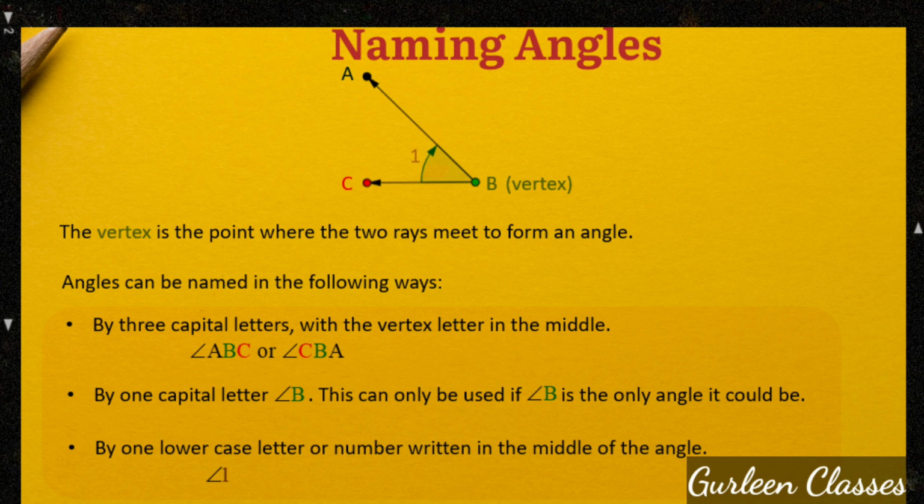Number 2, by 1 capital letter, angle B. This can only be used if angle B is the only angle it could be. So here only B is in the center, so we can also write angle B. Third point, by one lowercase letter or number written in the middle of the angle. So here we have written number 1. It can also be written as angle 1.